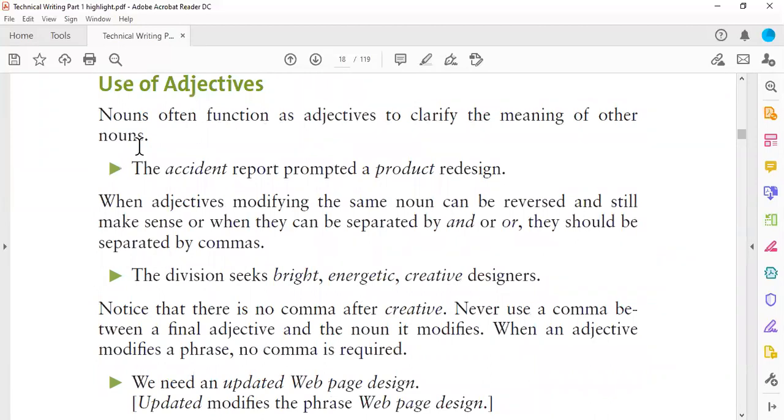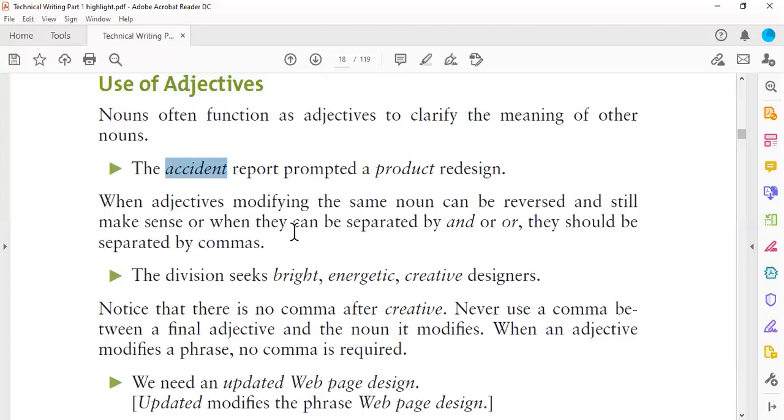Now here, they say that nouns can function as adjectives. Look at the example here. Accident is an adjective, but it's a noun adjective. Why? Because we need this to clarify the meaning of other nouns. So if you say the report prompted a product design, which report? You have to identify. And in order to identify this noun, you have to have another adjective or a noun. Now here we have a noun, which is the accident, and here it is an adjective.